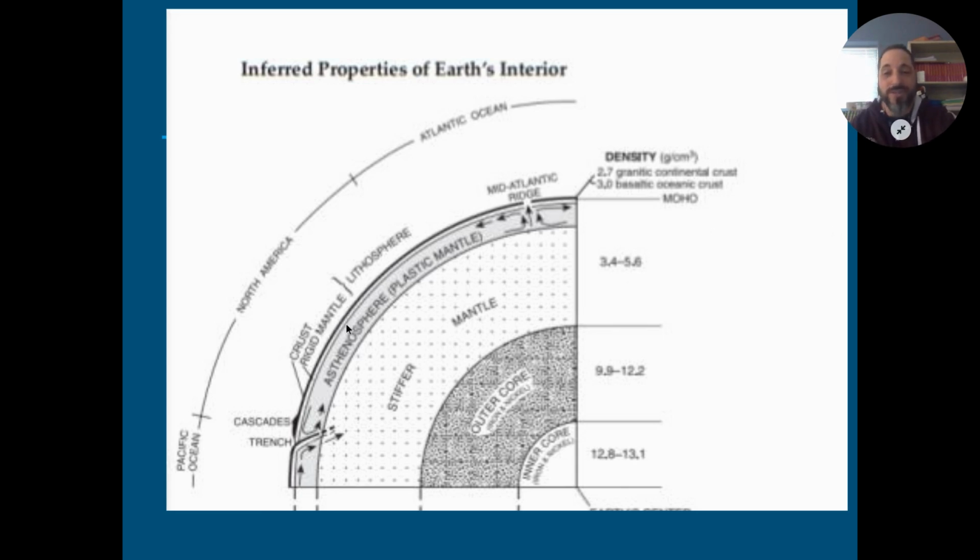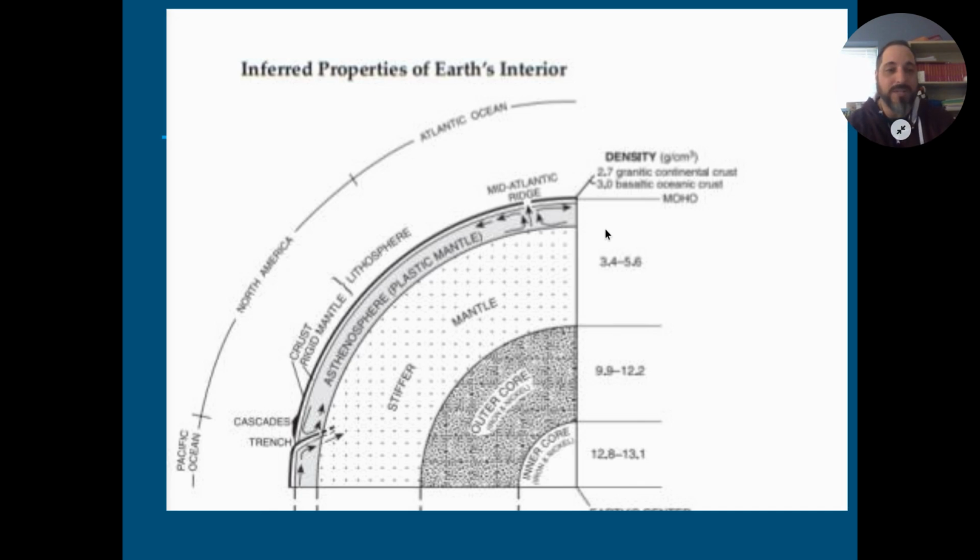Those two layers together, the crust and the rigid mantle, make up what's called the lithosphere. Now they are totally solid layers of the Earth, and they are kind of attached to each other, right? They make up this one layer called the lithosphere. Below that, we have what's called the asthenosphere. So that is also known as the plastic mantle. It is part of the mantle of the Earth.